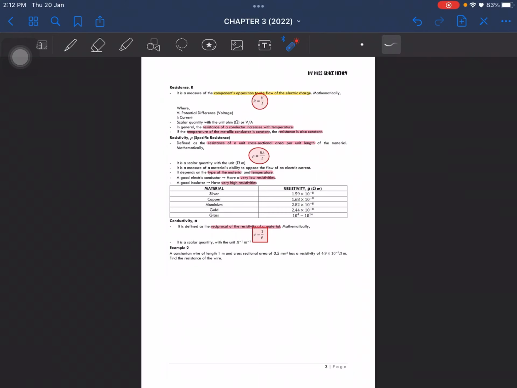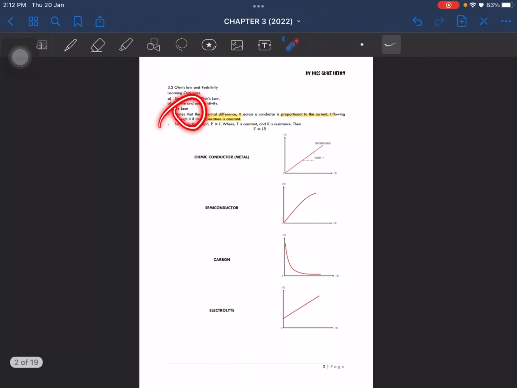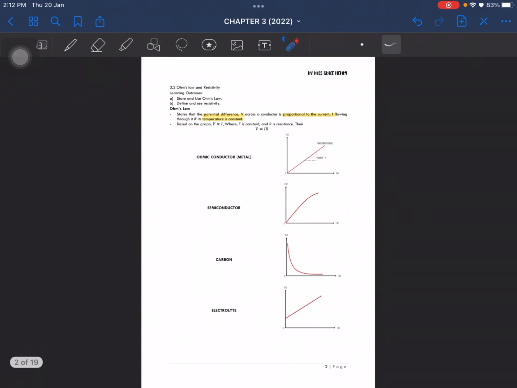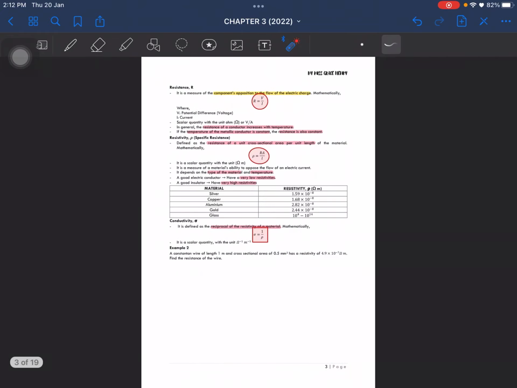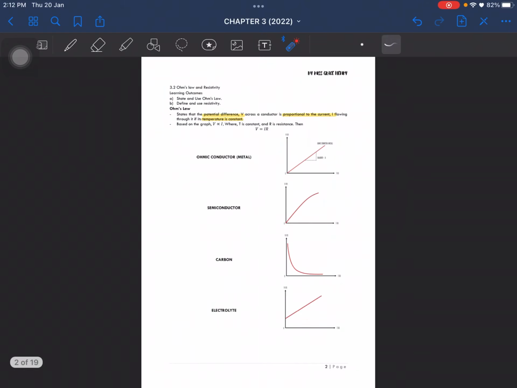So in this subtopic, make sure you are able to write what Ohm's law is. Sometimes in PSPM, if it is a subjective question, they would ask you to draw this. So that is basically it for Ohm's law and resistivity.